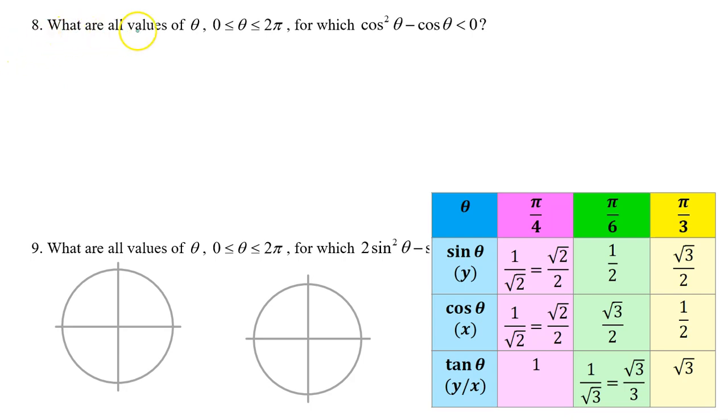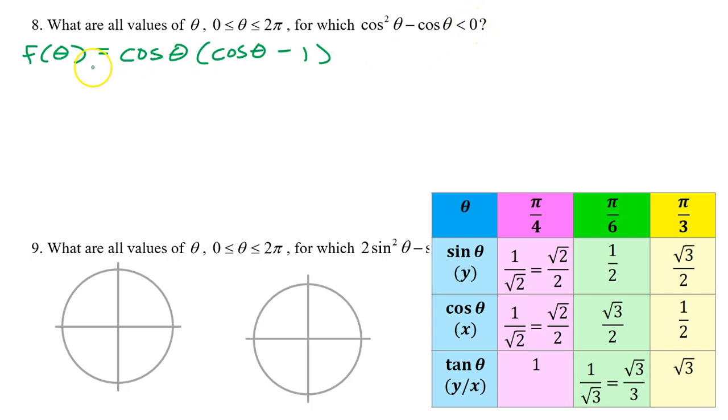Number 8, what are all values of theta on the interval from 0 to 2 pi for which cosine squared theta minus cosine theta is less than 0? Let's define f of theta as equal to the left side of this inequality. However, let's go ahead and factor it. I'm noticing a common factor of cosine theta, so let's pull that outside of the parentheses. It is the GCF. That will leave cosine theta minus 1 inside the parentheses.